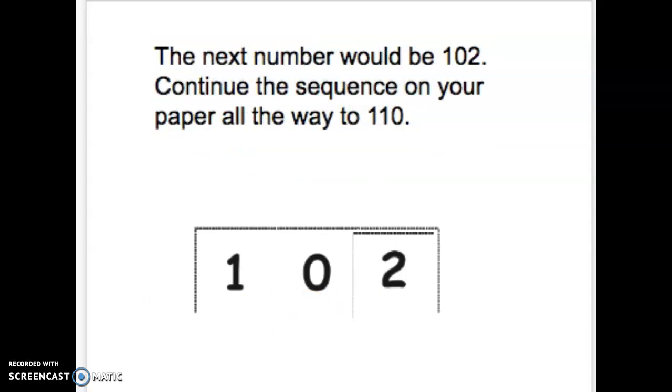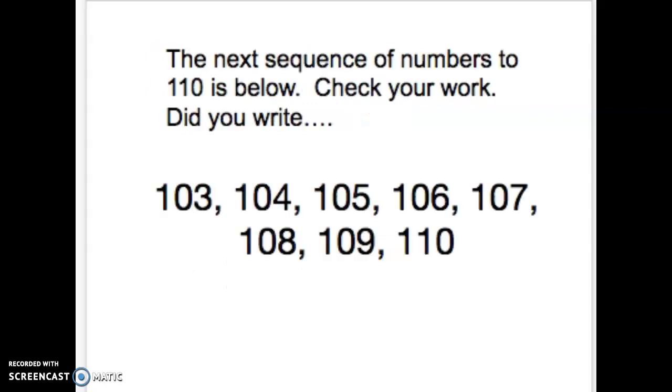The next number would be 102. Continue the sequence on your paper all the way to 110. The next sequence of numbers to 110 is below. Check your work. Did you write 103, 104, 105, 106, 107, 108, 109, and 110?